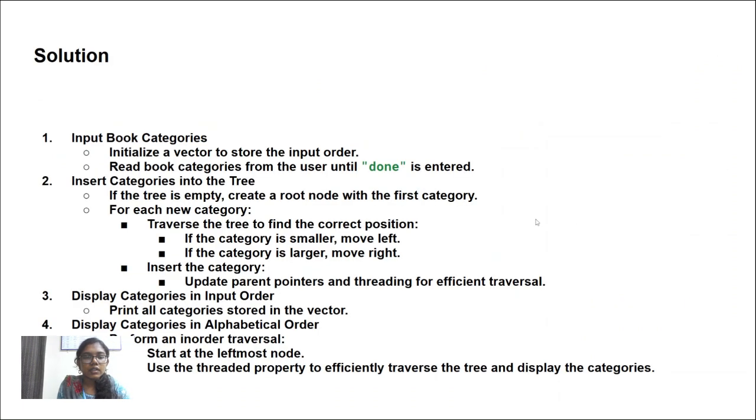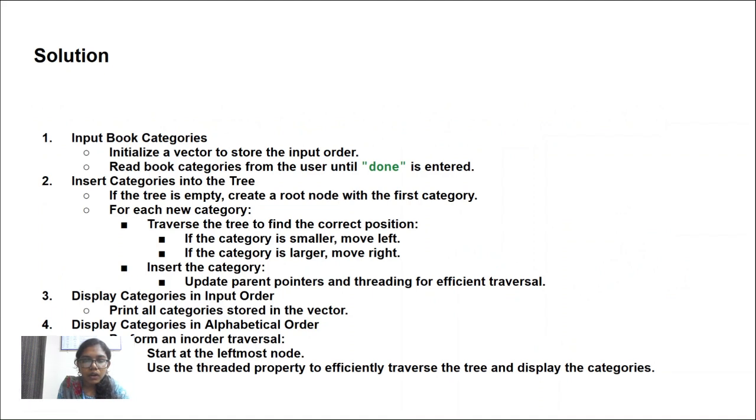The quick solution: the first step is to input book categories. Initialize a vector to store the input order, read book categories from the user until done is entered, and then insert each category into the tree. If the tree is empty, create the root node with the first category. For each new category, traverse the tree to find the correct position.